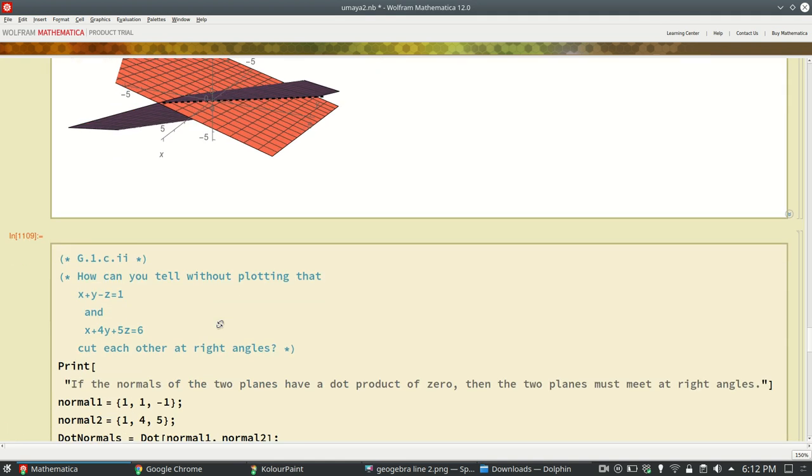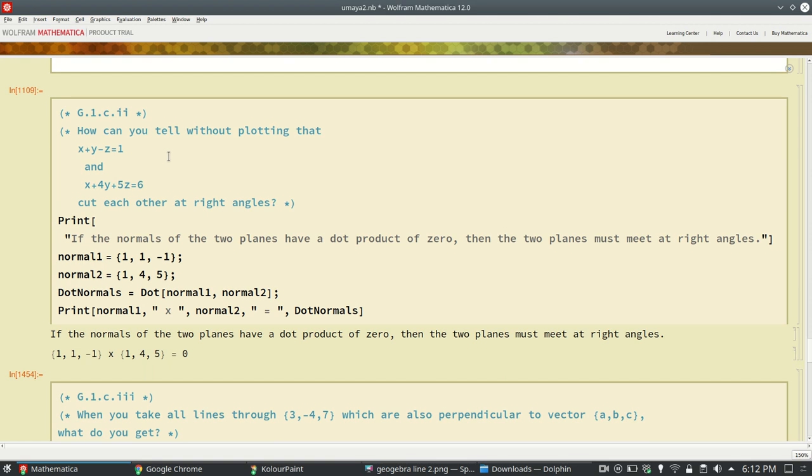And then the next problem, C2, how can you tell without plotting that these guys cut each other at right angles? Well, whenever someone says right angles, and we're talking about 3D, you think of dot product, because the dot product of two vectors that are at right angles to each other is 0, right?